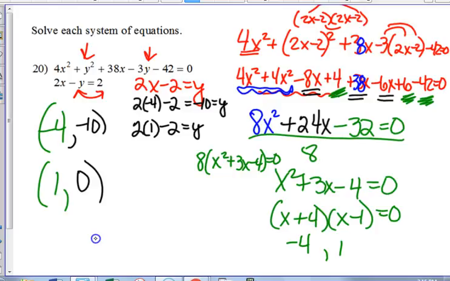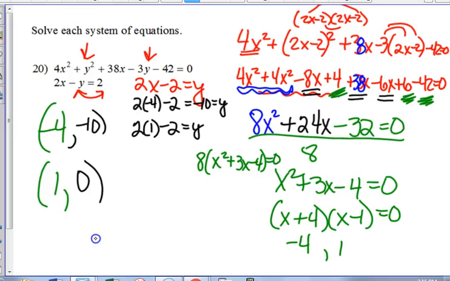That's why it's important you write them as ordered pairs as you go, okay? Otherwise, somebody writes down x equals negative 4, x equals 1, y equals negative 10, y equals 0, and they're not ordered pairs. It doesn't make any sense. Any questions on that part?